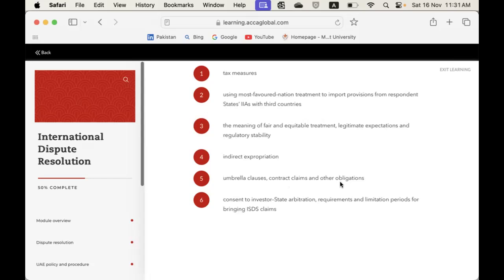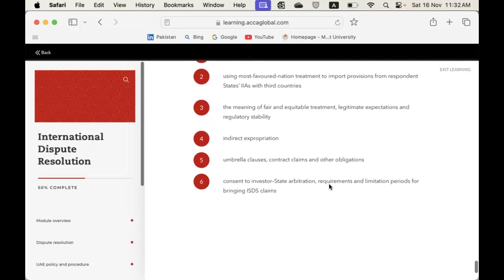So indirect expropriation can happen whereby the government has not directly taken over, but there are other methods used whereby the person cannot, for example, repatriate profits or capital or dividends to their country. We saw an example was tax measures, your tax policy changes, or such high rates or levies were introduced that the person is unable to repatriate profits or capital. That would still be seen as expropriation. That is what is referred to as indirect expropriation. Umbrella clauses, contract claims, and other obligations.